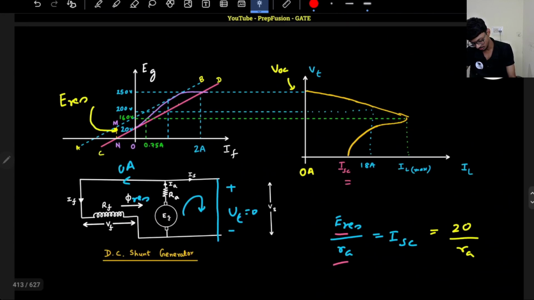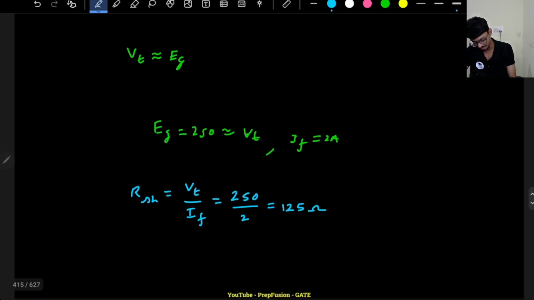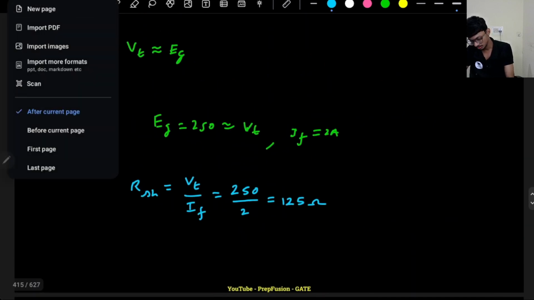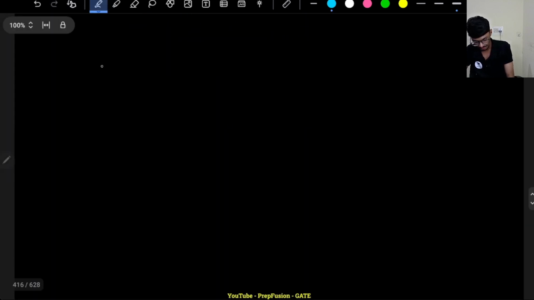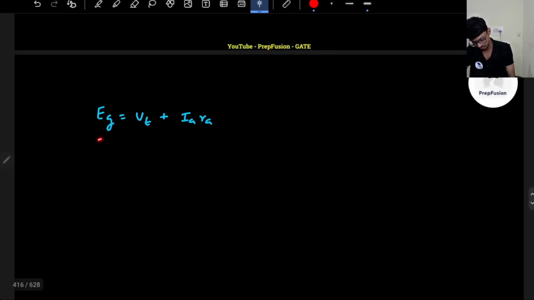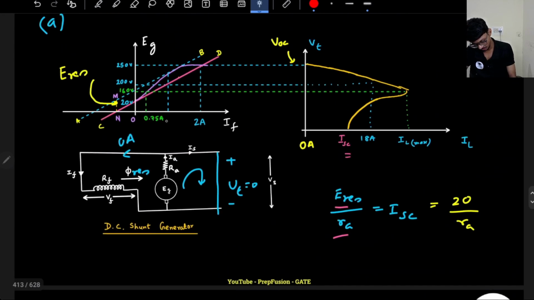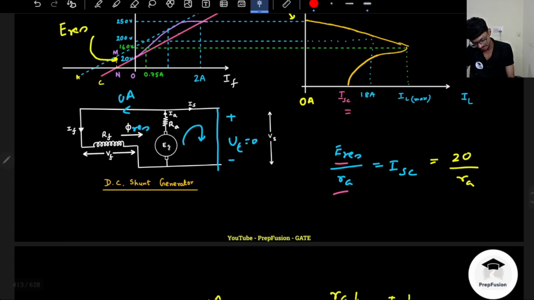All this I am doing for the first solution. The second part will be much easier. So I know this equation, again the same equation: EG will be equal to VT plus IA RA. So I know what my EG is. EG is 200 volts here, right? 200 volts here, and IL is 18 amperes.